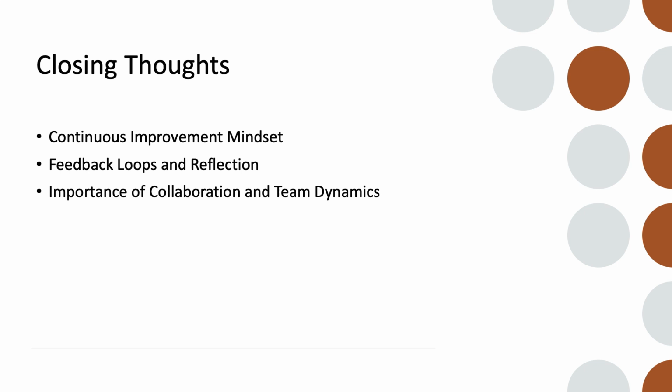Now, feedback loops and reflection enable teams to learn from past experiences and adapt their approaches accordingly, so this ensures that their code review practices evolve over time. And ultimately, code reviews are not just about finding and fixing defects, but also about promoting collaboration, sharing knowledge, and strengthening team dynamics. So by following best practices and embracing a collaborative mindset, teams can leverage the power of code reviews to deliver high-quality software that meets the needs of users and stakeholders alike.